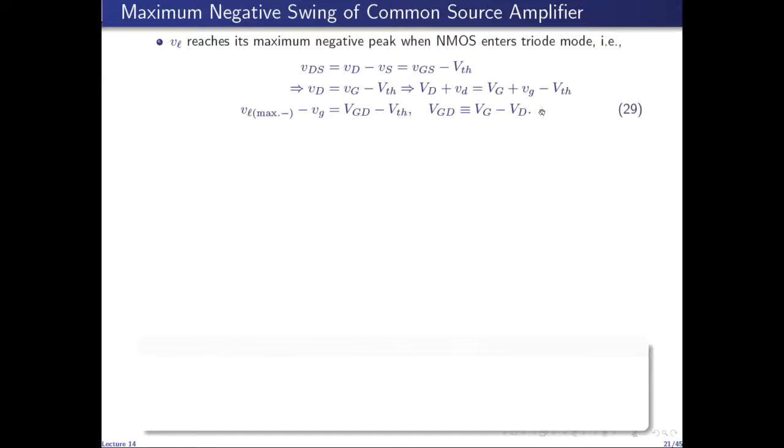I take VD to the other side, so capital VG minus capital VD, I replace with VGD, and I replace the AC component of the drain voltage with the load voltage, since the AC component of the drain voltage is the load voltage. Under this condition, the load voltage is denoted by VL maximum negative. So VD is replaced with VL maximum negative, and I take small VG to the other side, so it becomes minus VG. So VL maximum negative minus VG is given by this expression.